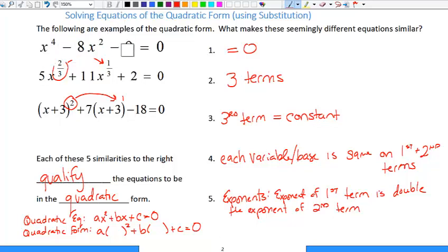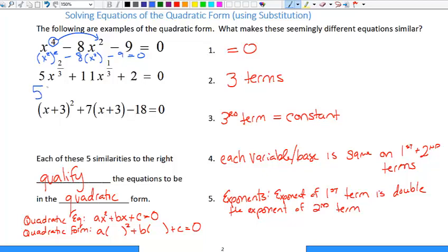Let's go back and look at these 3 equations one more time. I can rewrite the first equation as x squared squared minus 8 times x squared minus 9 equals 0. Something squared minus 8 times something minus 9 equals 0. So this is of the quadratic form. And why does that work? Because it's double here, okay?